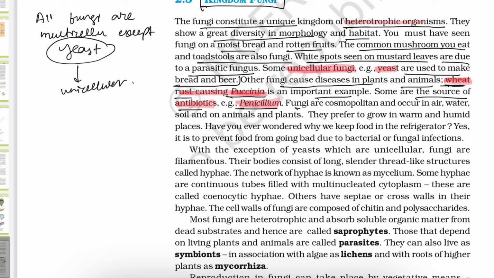The fungi are cosmopolitan. Cosmopolitan means that fungi are found in all places, that is, they occur in the air, water, soil and on animals and plants. They prefer to grow in warm and humid places. Have you ever wondered why we keep food in the refrigerator? Yes, it is to prevent the food from going bad due to bacterial or fungal infection.